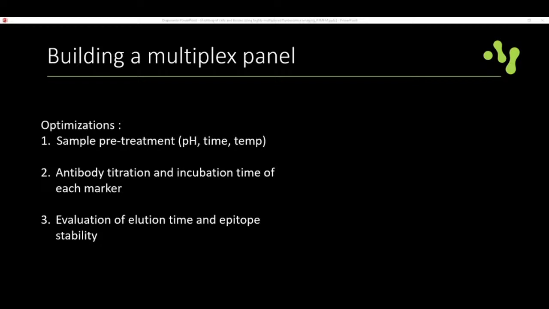And we need to make sure that the epitopes that all our antibodies are to find and bind to are still intact after several rounds of elution. When you optimize this, then you will eventually know which marker to start with at an early cycle, and which markers you can afford to take in the very last cycles because they are very stable.